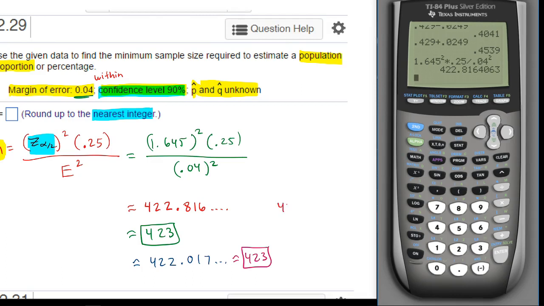For example, if you had 422.0000001, you round up. As long as there's a decimal part to your answer, when you're using the formula to calculate minimum sample size, you're always going to round up.